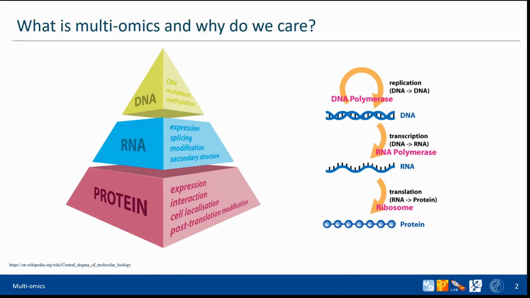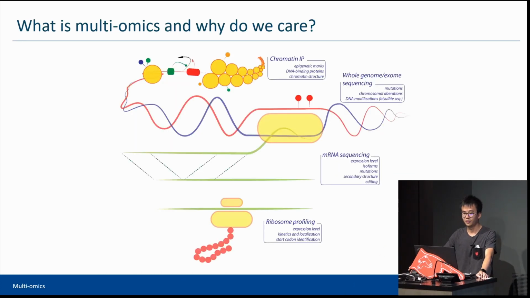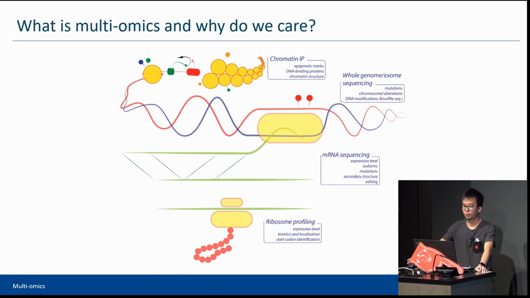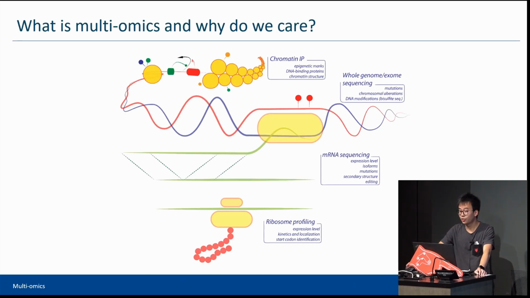And here is a detailed workflow of the process of transcription, translation, and corresponding techniques. From here, you can see the information is just flowing in between different omics levels. But can we really infer the information, for example, the protein expression, just based on the information from the DNA or the RNA level?